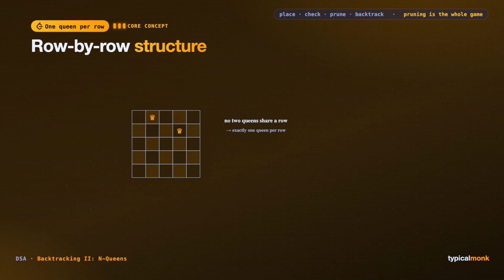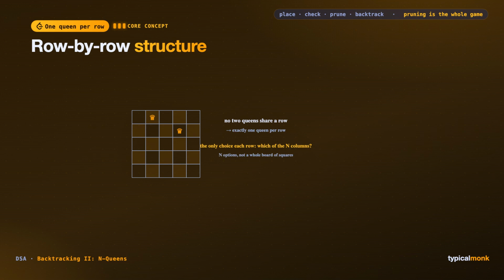Instead of asking where on this whole two-dimensional board the queens go, we can go one row at a time, placing exactly one queen in each row before moving to the next. So the choice at each step becomes beautifully narrow. For the current row, the only question is, which column do I place this row's queen in? There are just n columns to consider, not a whole board of squares.